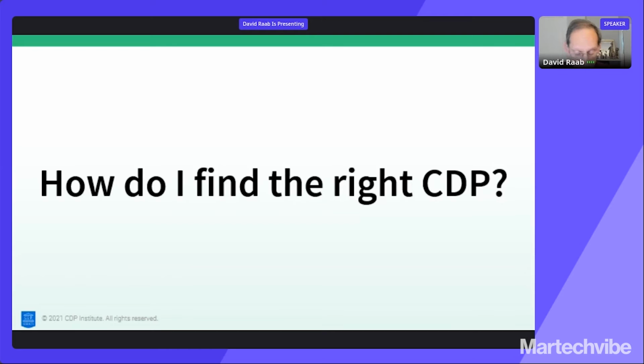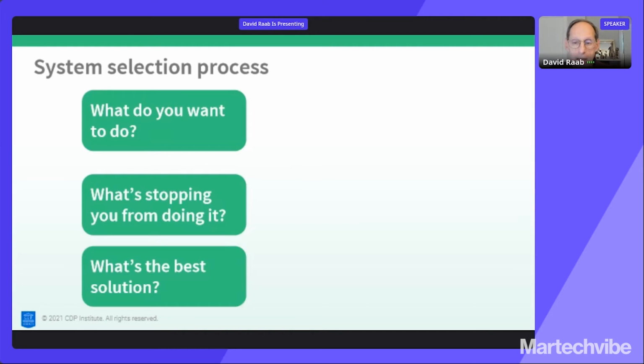So how do you find the right CDP? Good question. Lots of answers. There are lots of CDPs out there. There's about 150 of them. Basically, what do I want to do? What's stopping me from doing it? So in particular, what two systems are not sharing data that I would like to share, and what's the best solution?